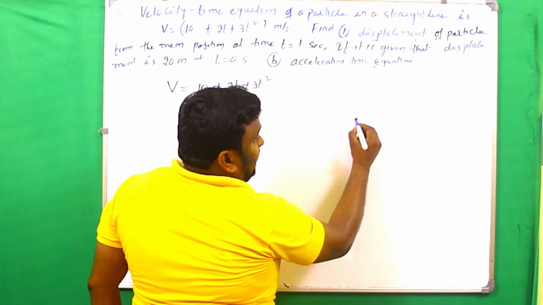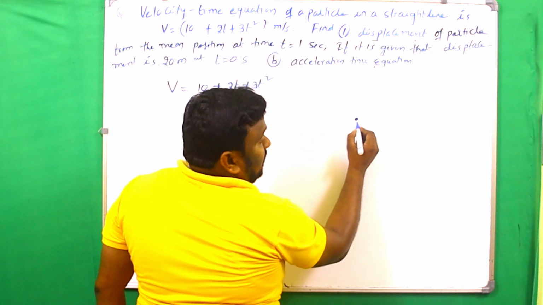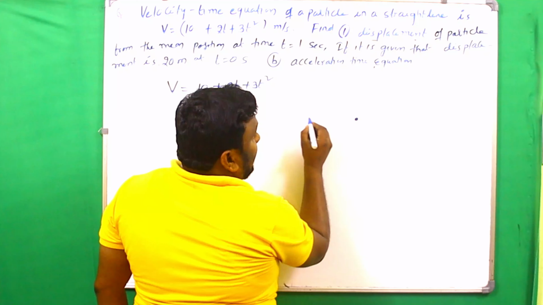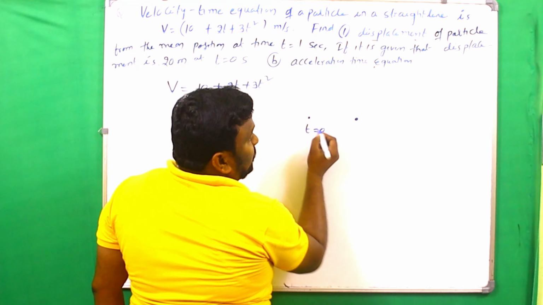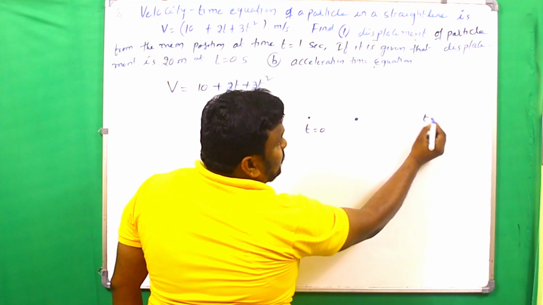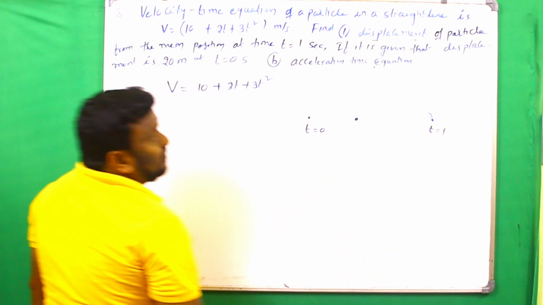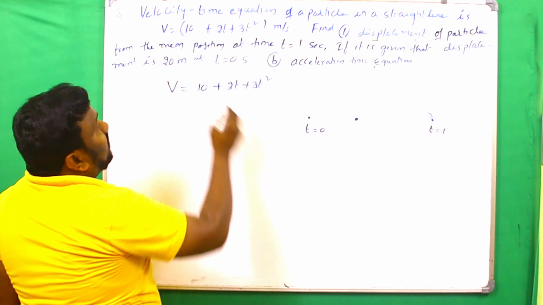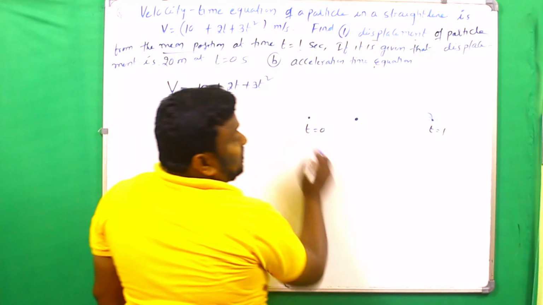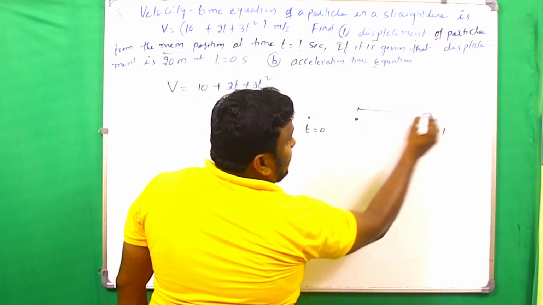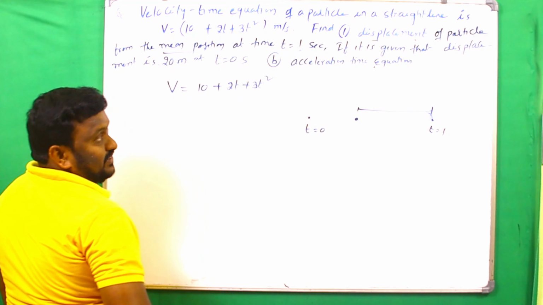For example, it is the mean position. At time t equals 0, and now it is time t equals 1 second. Here we want to find the displacement of the particle from the mean position at time t equals 1 second. From here to here, how much displacement is there?